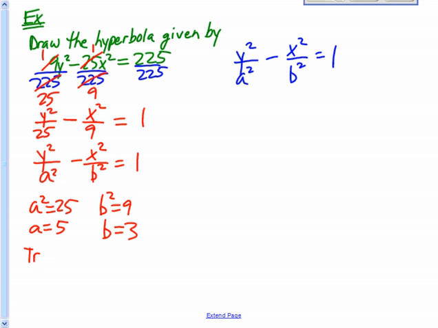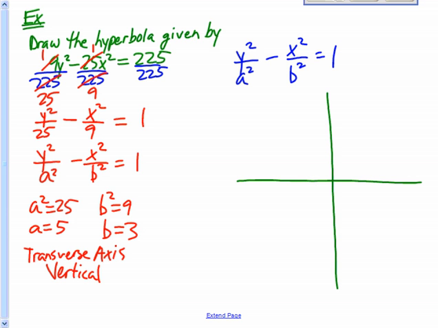Our transverse axis here is vertical. Our transverse axis is vertical, so that's important. Let's start kind of drawing this thing here. Transverse axis is vertical, and a is 5. Our vertex is 5 units away from the center. 1, 2, 3, 4, 5, right there. 1, 2, 3, 4, 5, right there. So here's our transverse axis, if you will.